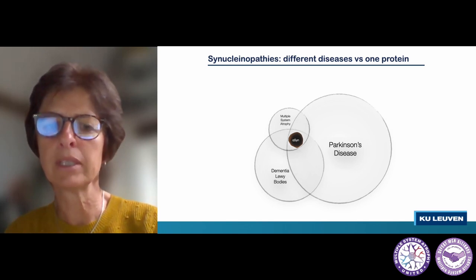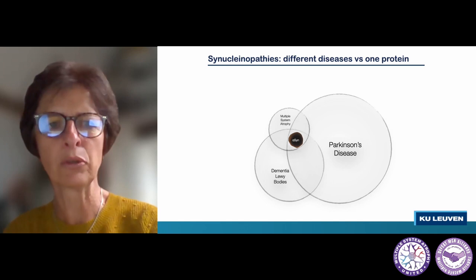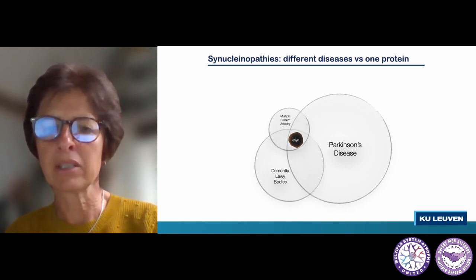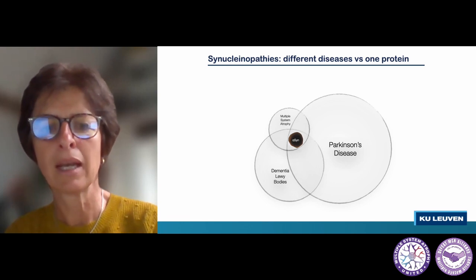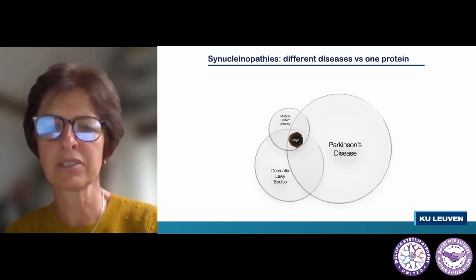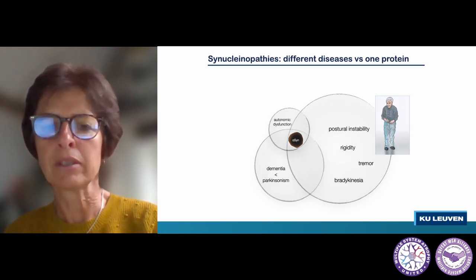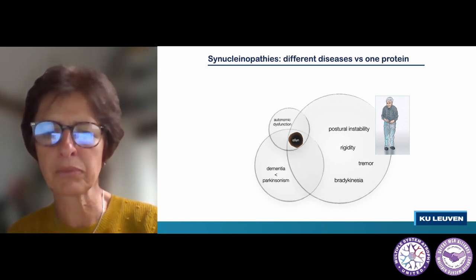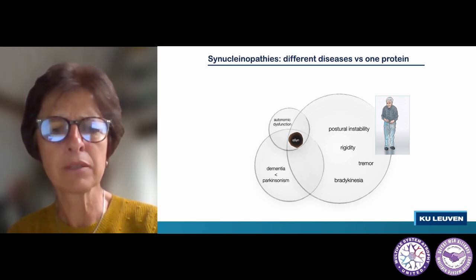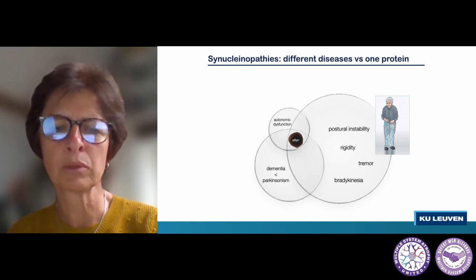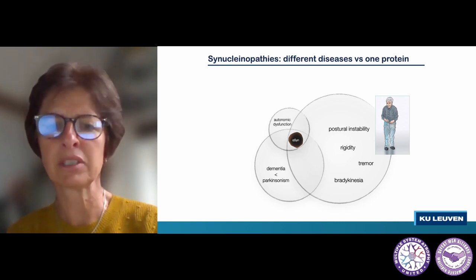Alpha-synuclein is involved in different diseases that are termed synucleinopathies. Parkinson's disease is the most frequent one, but you also have dementia with Lewy bodies and multiple system atrophy, of course. If you look at the symptoms of these diseases, they are actually quite different. There are some symptoms displayed here for Parkinson's disease, which are quite different from multiple system atrophy, and also different from dementia with Lewy bodies.